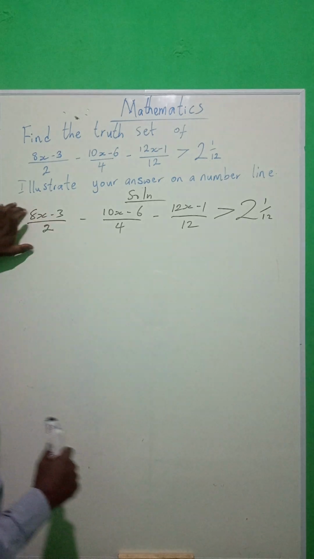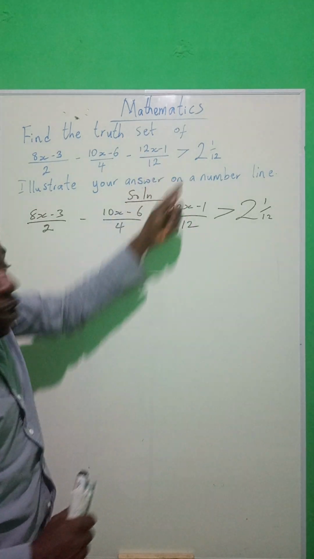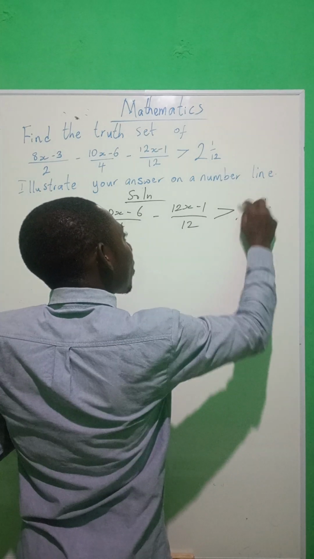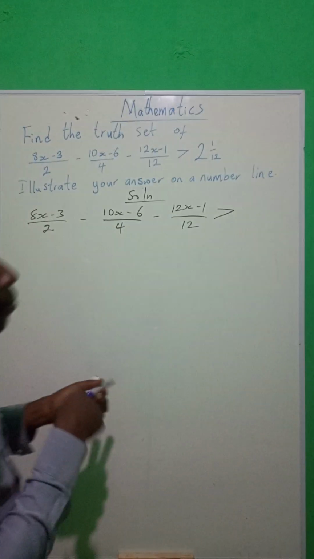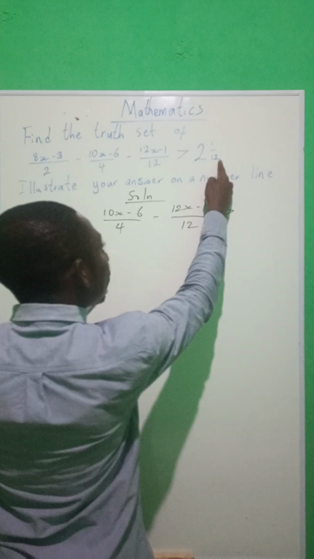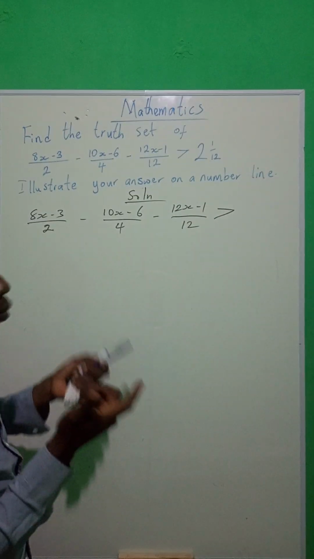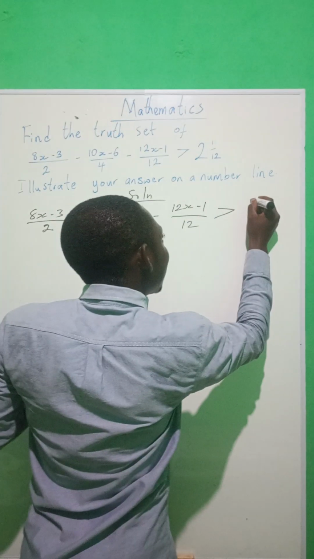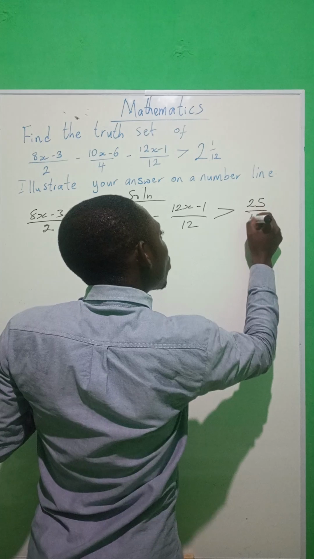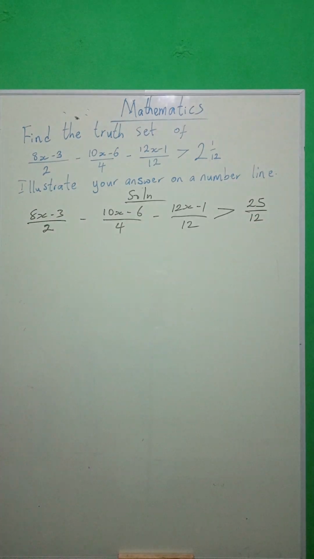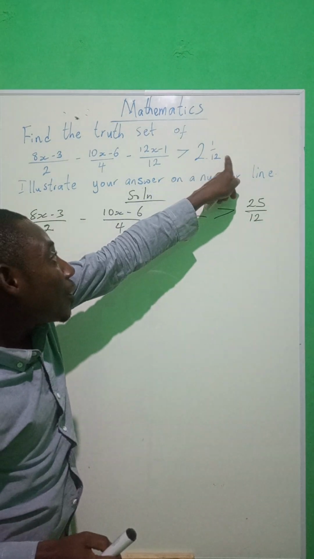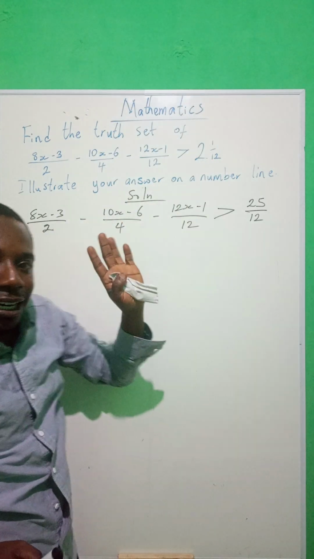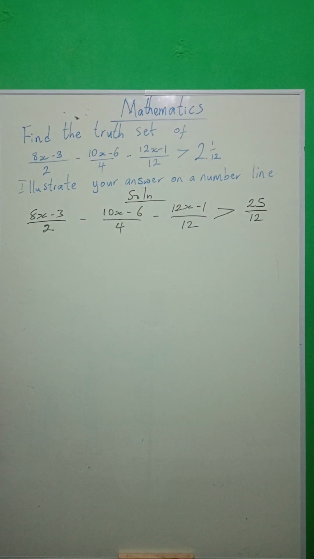So now let's start. What you do is you change this mixed fraction to an improper fraction. So we can have 12 times 2, and that'll give us 24 plus 1, and that is 25 over 12. You should know how to change this fraction: you use the denominator to multiply the whole number, then you add the numerator to it. I think that one is in the previous lessons.